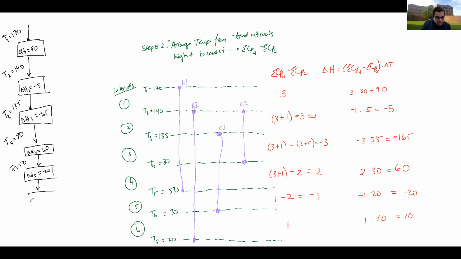I have T6 is equal to 30, and delta H6 is equal to 10, right? So I have all of them. 1, 2, 3, 4, 5, 6: 90, minus 5, minus 165, 60, minus 20, 10. And I have my final temperature here, T7 is equal to 20, right? So this is step number 3, draw your cascade diagram, right?